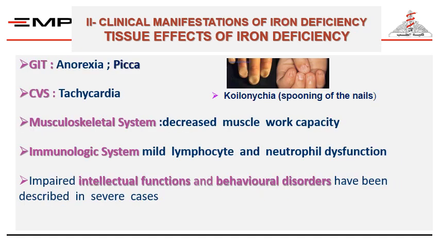Clinical manifestations of iron deficiency include tissue effects, because iron is important for many enzymes in the body, and deficiency, even in the absence of anemia, will result in GIT disturbances like anorexia. Pica means the child tends to eat abnormal things like earth. Cardiovascular manifestations: tachycardia. Musculoskeletal system: decreased muscle work. Impaired immunity: neutrophil dysfunction and mild low lymphocyte count. The most important is impaired intellectual and cognitive functions, and behavioral disorders. In severe forms, we may get koilonychia, which is spooning of the nails.